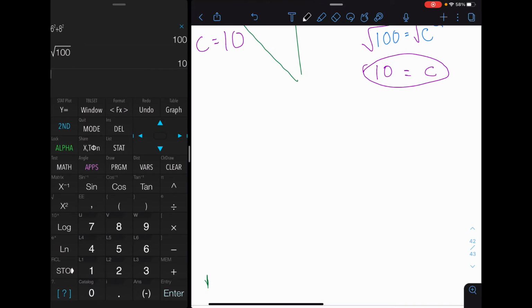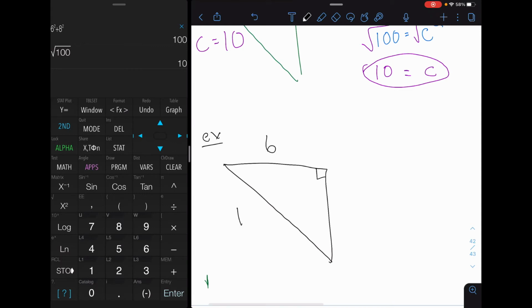Now, let's use the same example, el mismo ejemplo. I have my right triangle, mi triángulo que está derecho. And now I have 6 and 10.